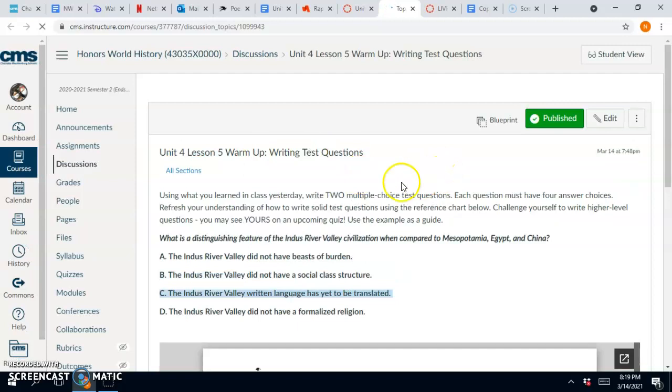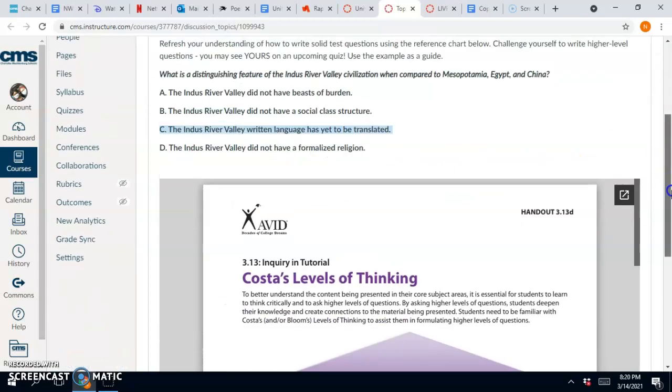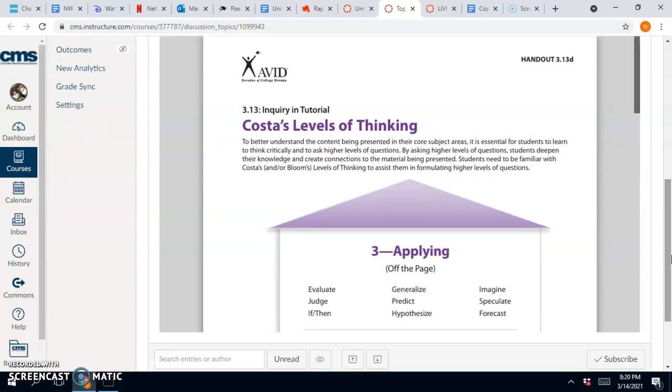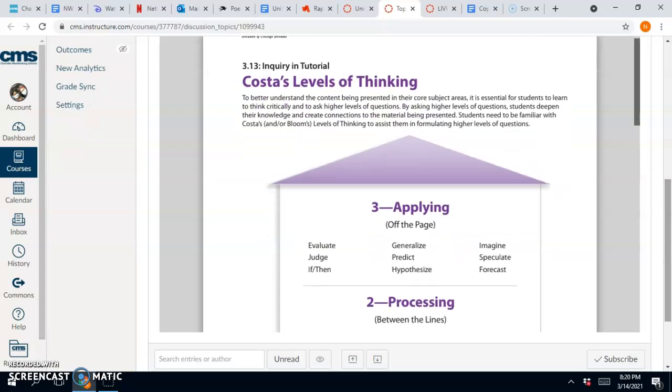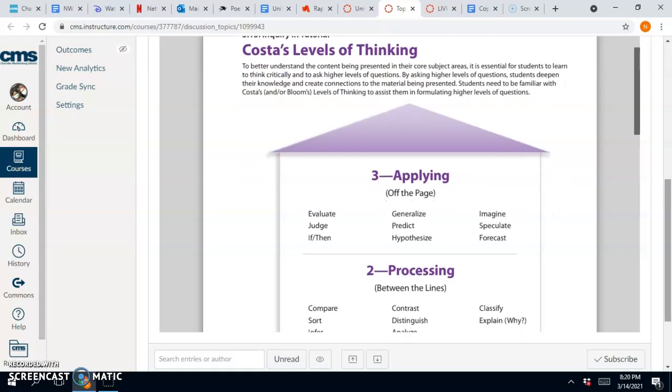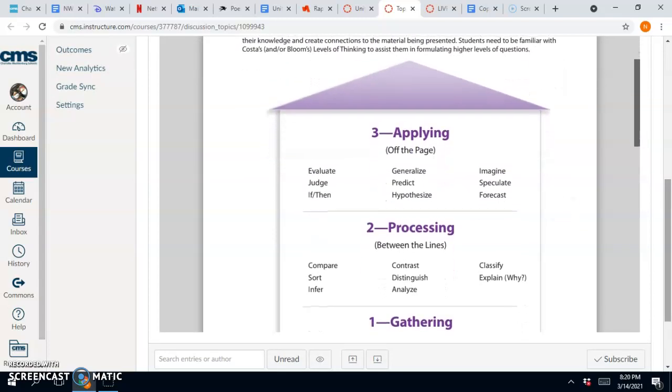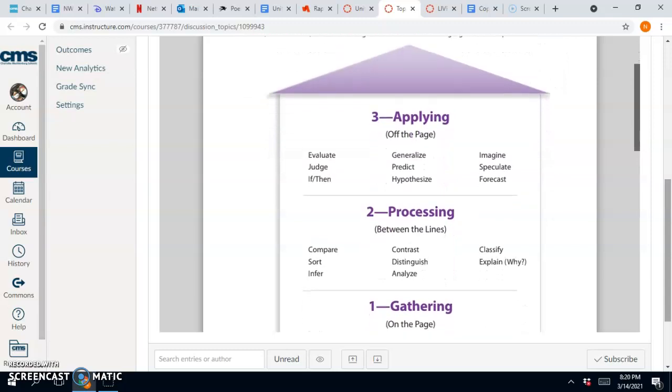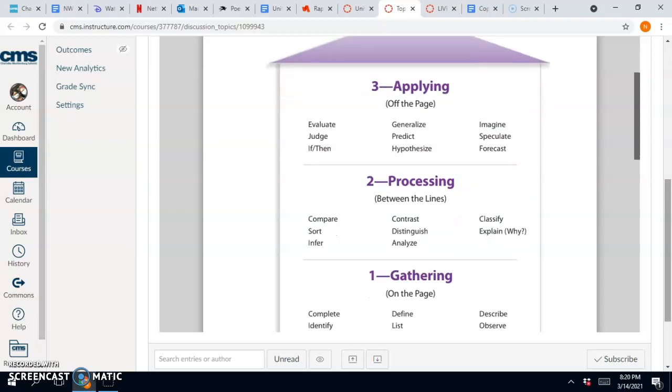I published this, but you do not have to worry about writing test questions. That is not why I kept this. I kept this because I wanted you to be aware of Costa's levels of thinking. The one thing I've told you, students, is that I did not get a chance to explain to you Maslow's hierarchy of needs. This actual pyramid kind of gives you that idea.